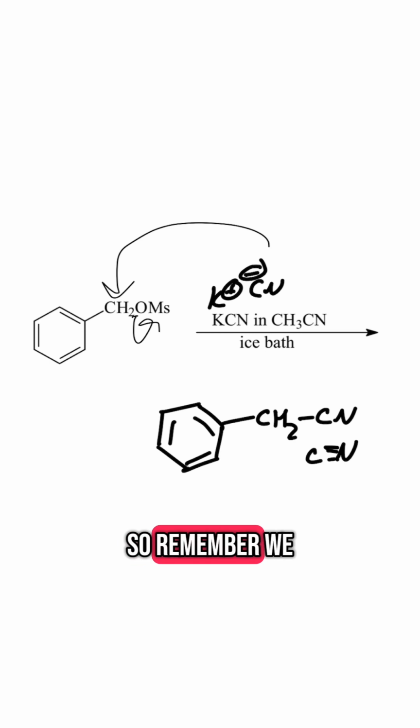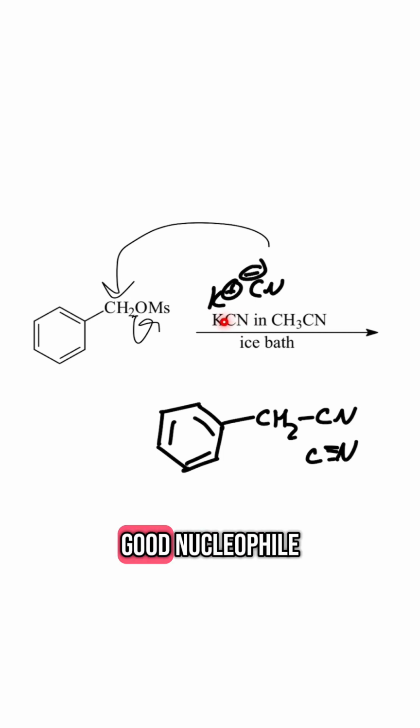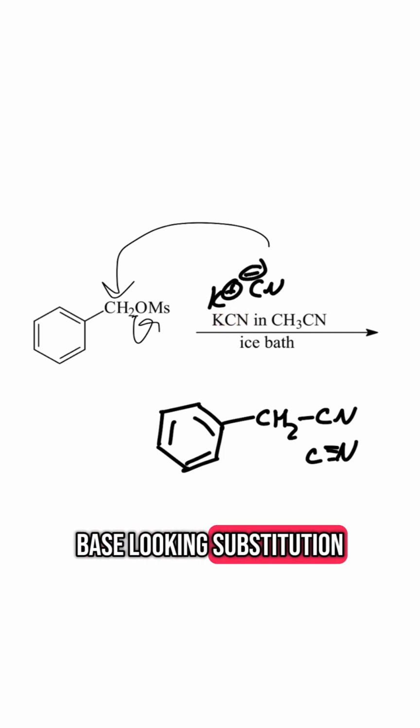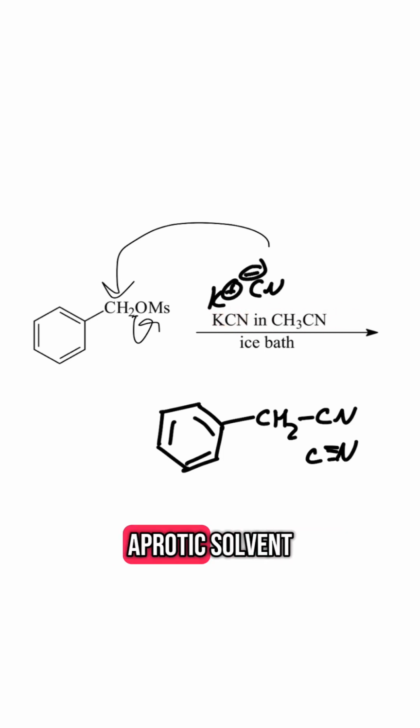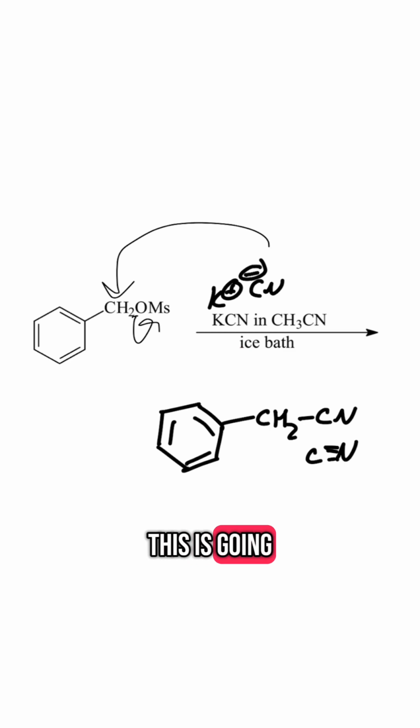So remember, we have a primary substrate looking like substitution. We have a good nucleophile, not so great base, looking substitution in a polar aprotic solvent. So it's going to favor an E2 or SN2 mechanism because there's no proton to stabilize that carbocation, and it's in an ice bath. So this is going SN2.